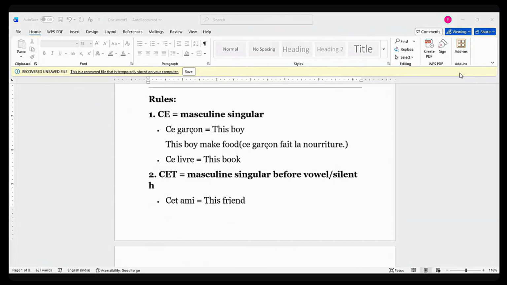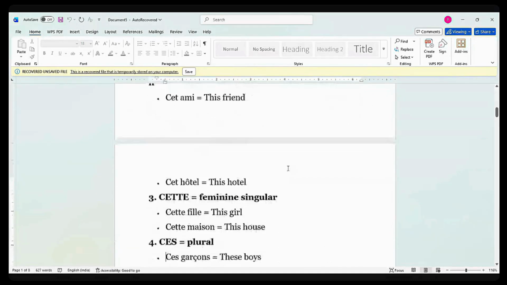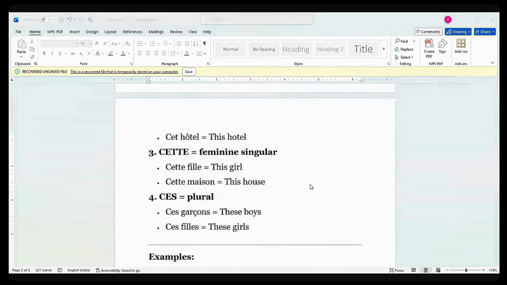Sir, say cet ami, you can say also. Now, next one. Cet hôtel. This hotel. So starting with a vowel, I use CET here. Because in French, we have a total of 7 vowels, A, E, I, O, U, and also H and Y, semi-vowels in French. So I use CET here.